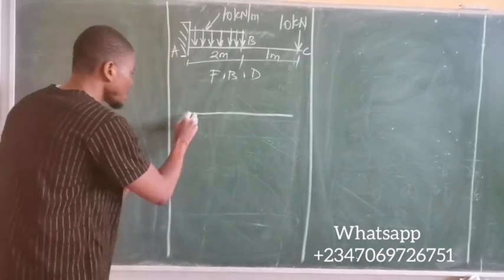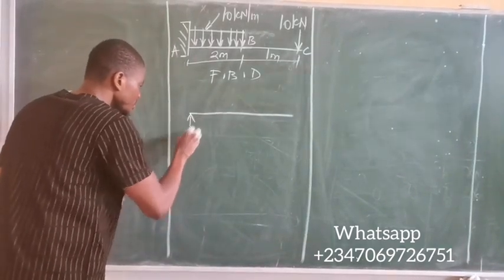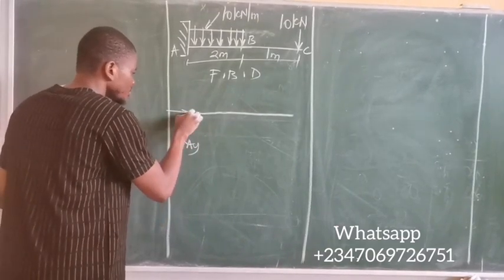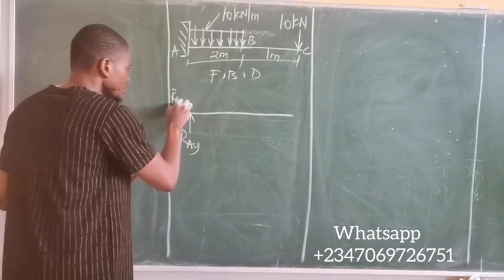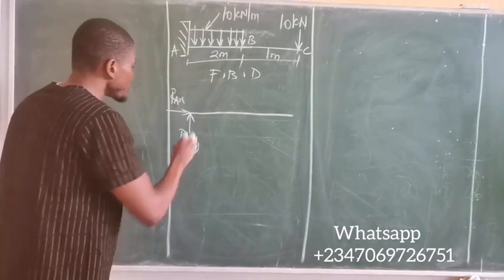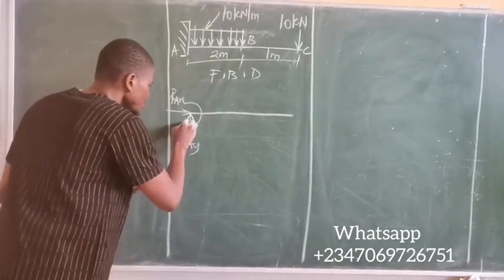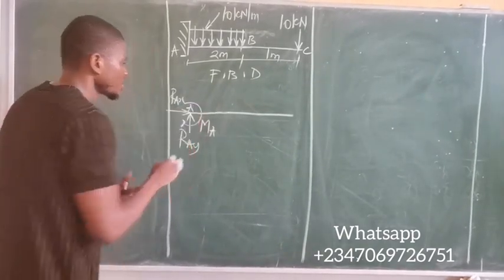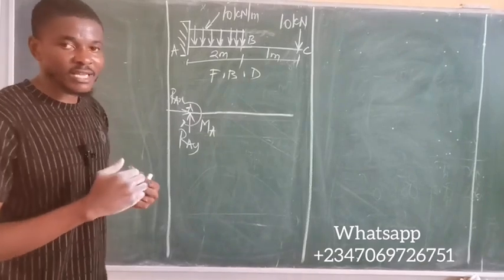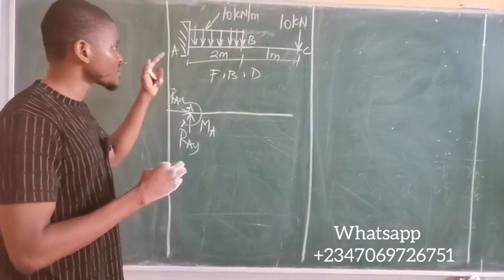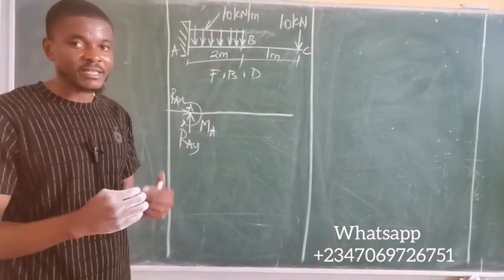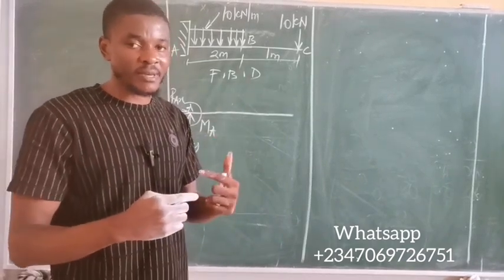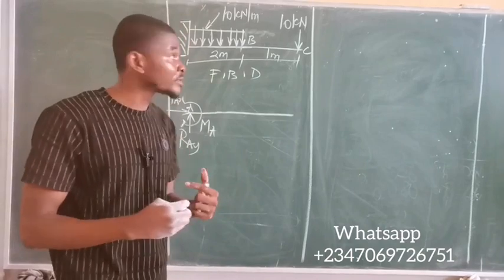We have a vertical reaction at the fixed point, which we call RAY. We also have a horizontal reaction called RAX. This is point A. Then we have a moment, which we call MA, all at point A. So these are the three reactions that take place at the fixed support of every cantilever: one vertical, one horizontal, and then a moment or a couple.